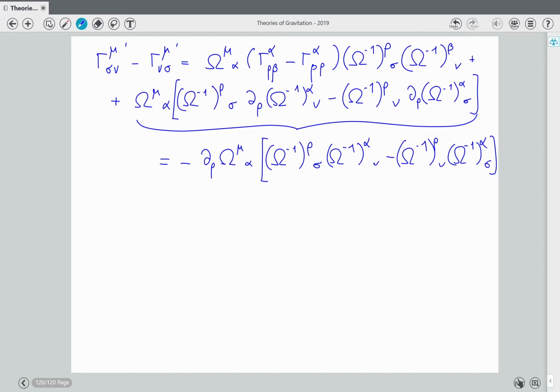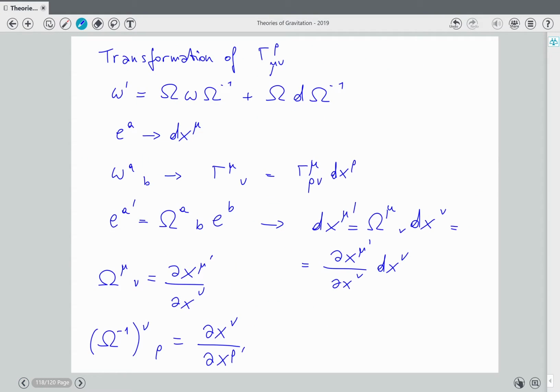Anti-symmetric, because now this is anti-symmetric in sigma nu, so it is also anti-symmetric in rho and alpha. If you exchange rho with alpha, you have minus 1. But this is symmetric. Anti-symmetric, and this is symmetric if you exchange rho with alpha, and this is the only place where we use the definition of omega mu alpha.